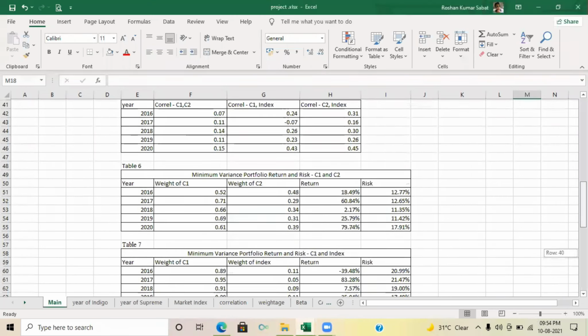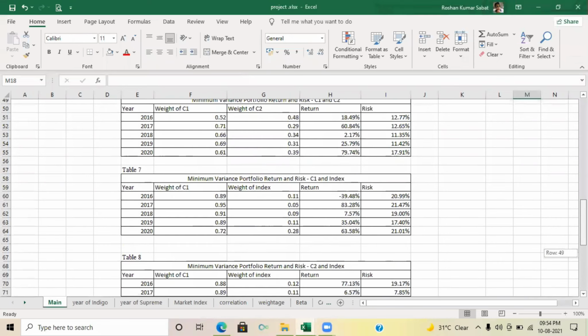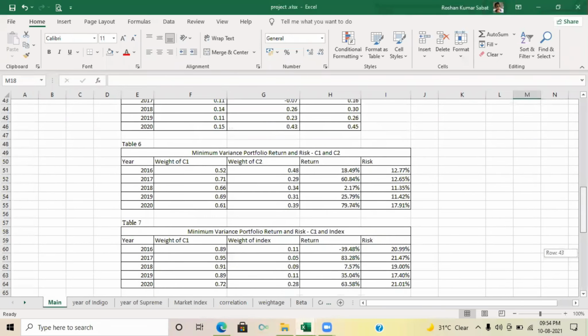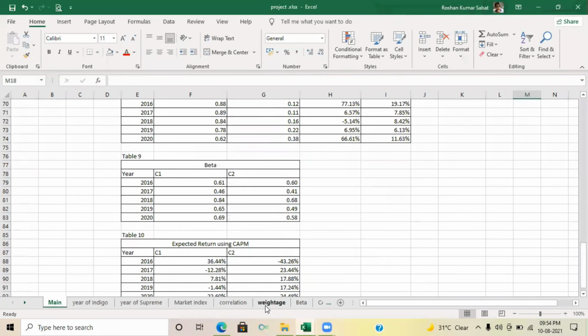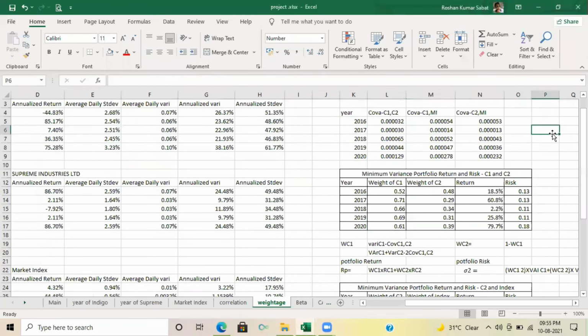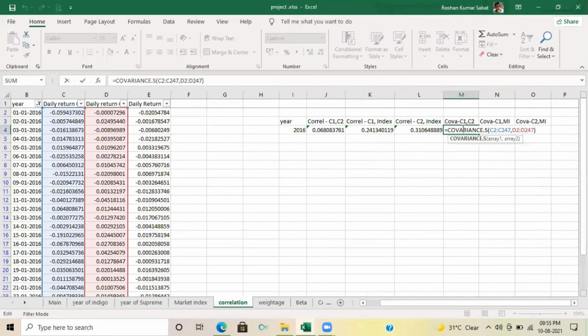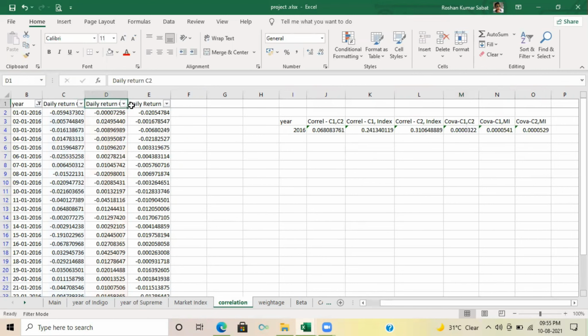I want to tell you how to calculate the minimum portfolio return and the rest. Company 1 and 2, company 1 and index, company 2 and index. First of all, you have to calculate the covariance for the first company and the second company. Now I can tell you how to calculate that. This is the formula. First, I already took the 2016 daily return for company 1, company 2, and the market index.